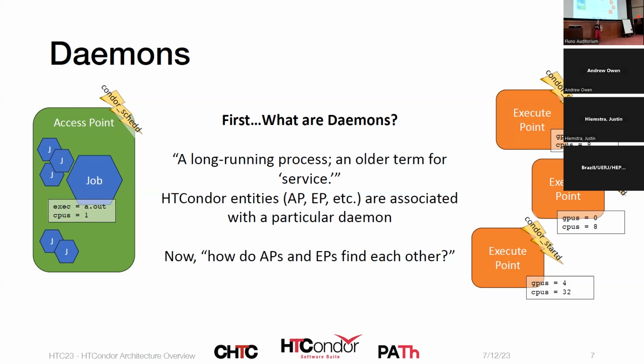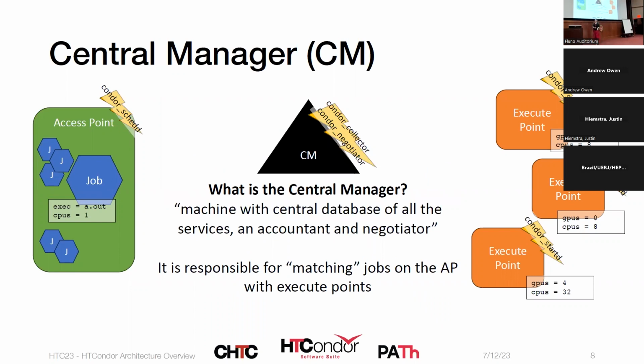So back to the question I was asking on the previous slide: how do the execution points and the access points find each other? Through the central manager. The two daemons associated with the central manager are the collector and negotiator, potentially some other ones. This is a central database of execution points. It has a negotiator that helps match or assign jobs to execution points, and there's some accounting in there as well. So this is the conduit connecting these two entities on the left and right, the access point and the execute points.